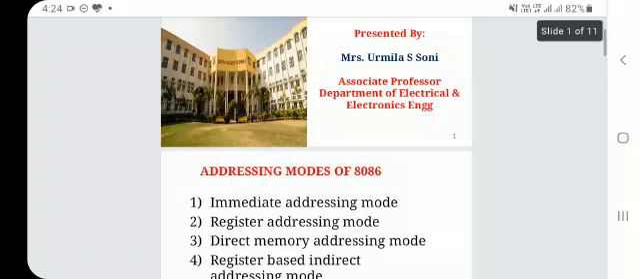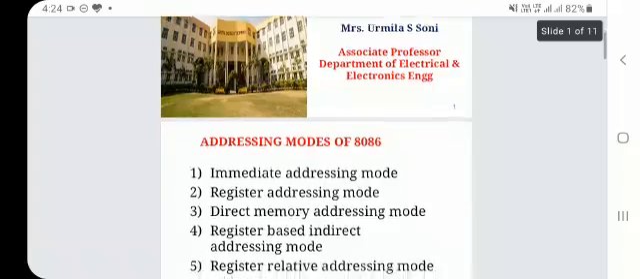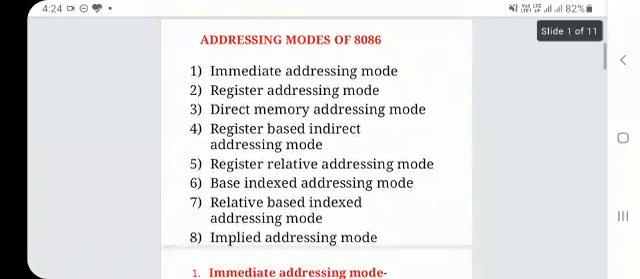Hello friends, today I am giving a presentation on the topic of addressing modes of 8086. We know that 8086 is an IC known as the general purpose microprocessor. Now what is the addressing mode? Addressing mode indicates a way of locating data or operands.